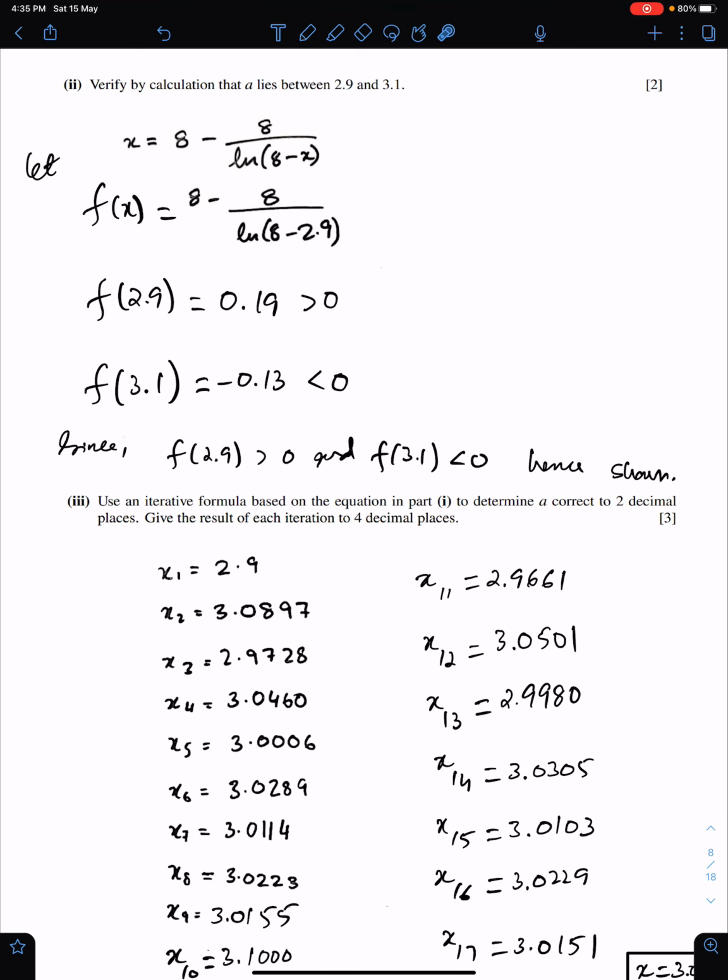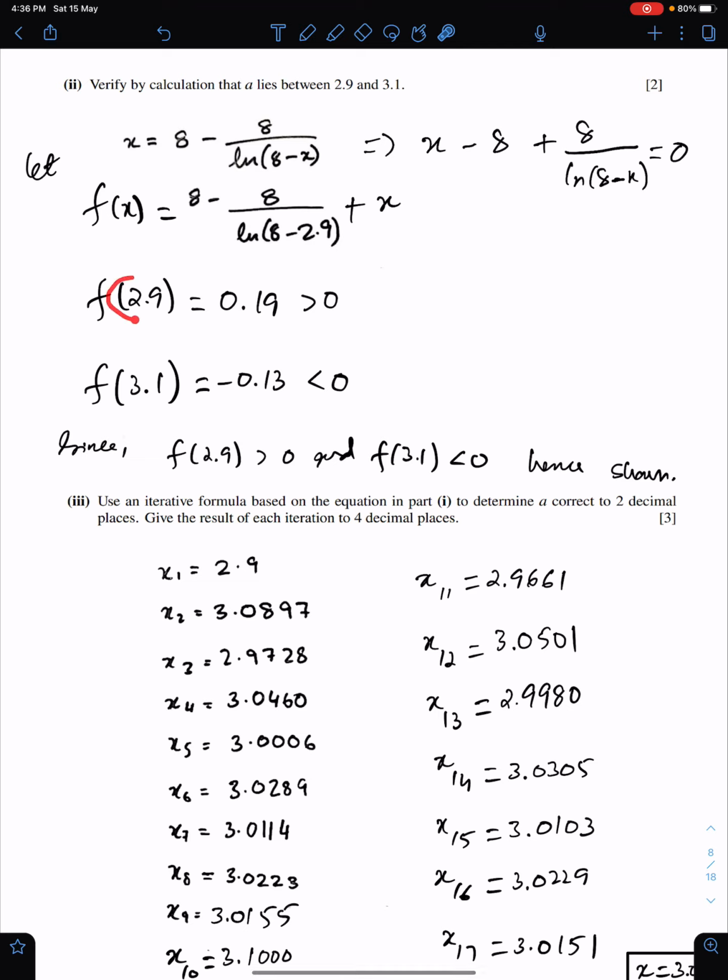Verify by calculation that a lies between this and this. This is so simple. You need to bring everything on the left hand side first and then suppose that equation as f of x. When you bring everything on the left hand side, you will get x minus 8 plus 8 upon ln 8 minus x. This is the equation. Now you need to suppose this as f of x.